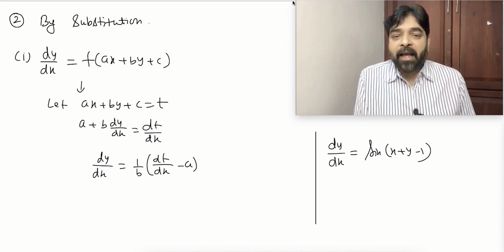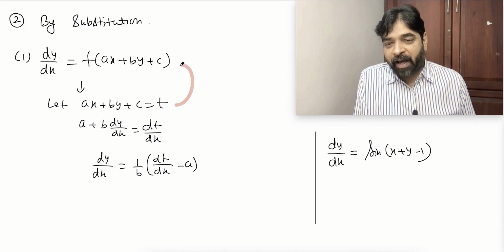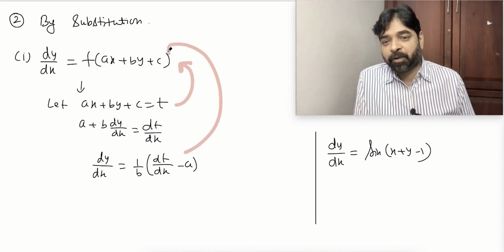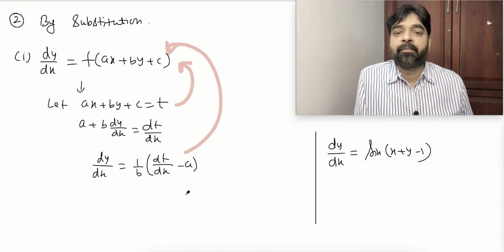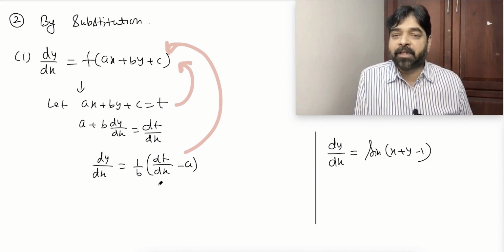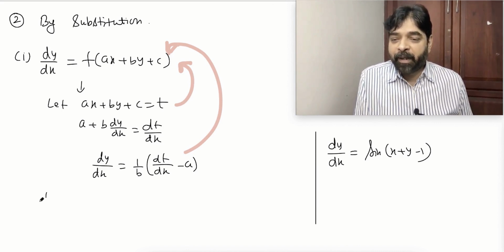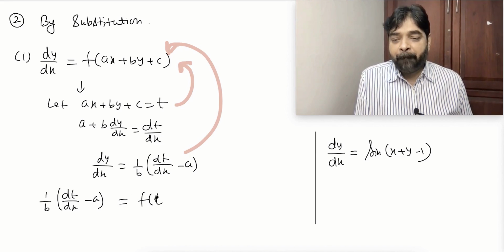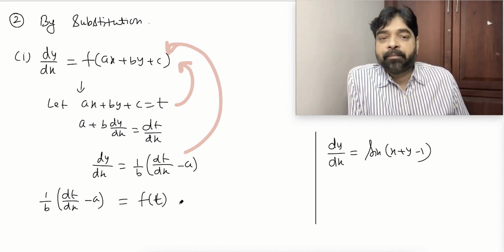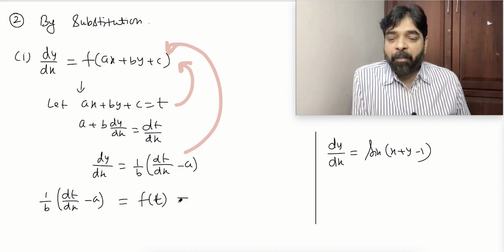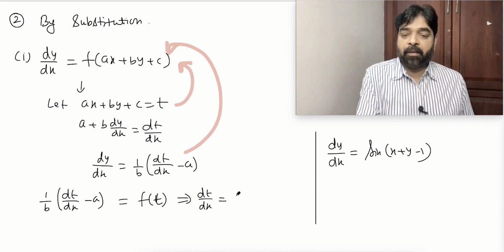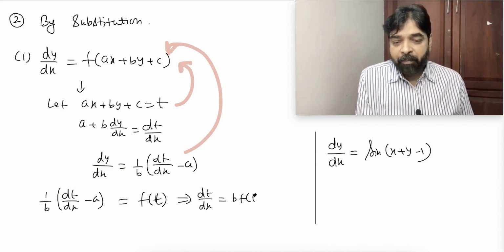Correct. As in indefinite integration, we are substituting the variable, and we'll also substitute the derivative. Both will be substituted in the differential equation. So what will you get? dy by dx becomes 1 by b into dt by dx minus a is equal to f of t. So from here we can say dt by dx equal to b f of t plus a.